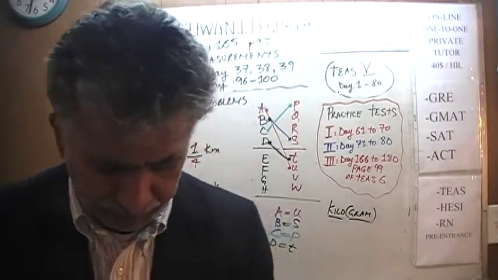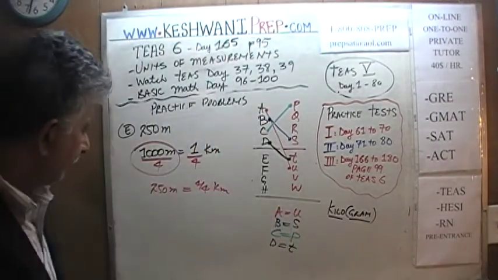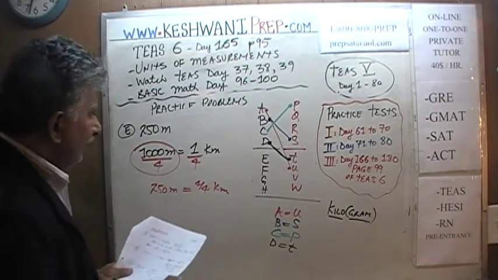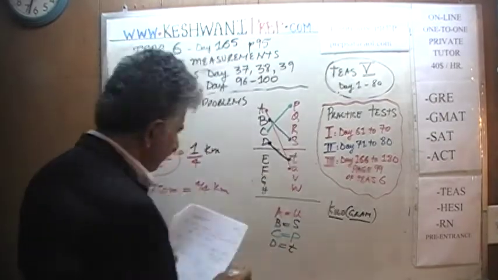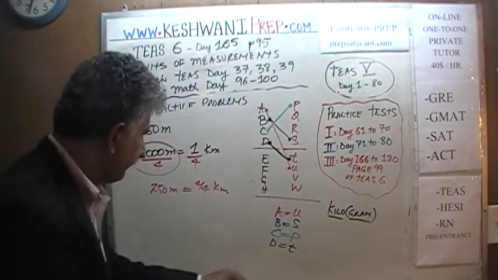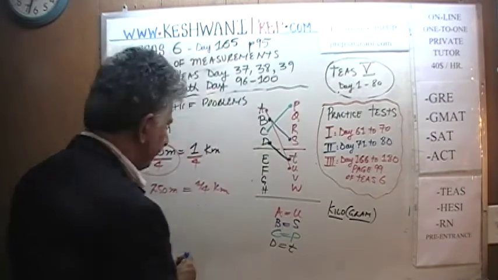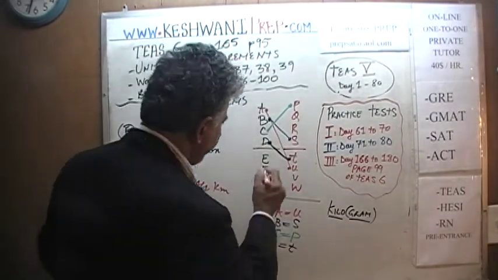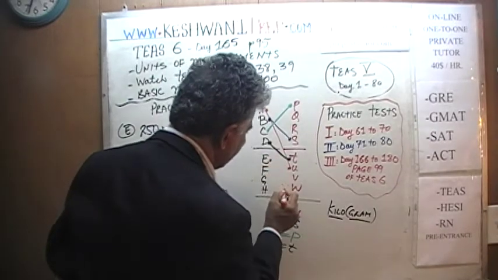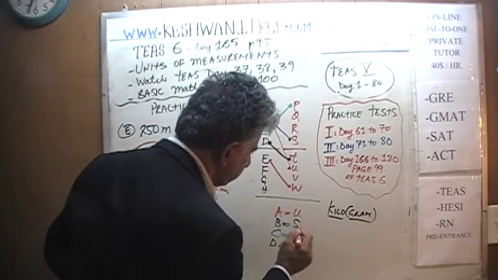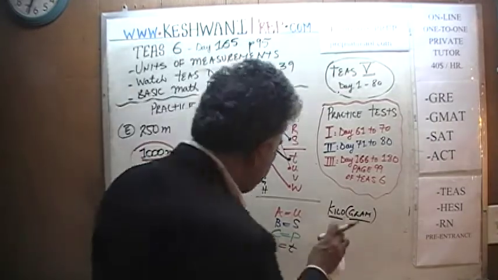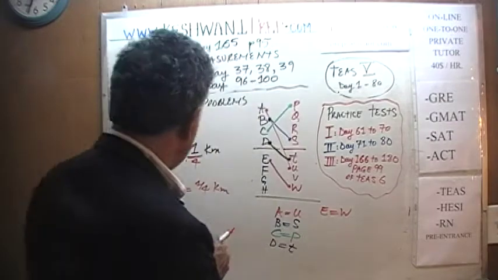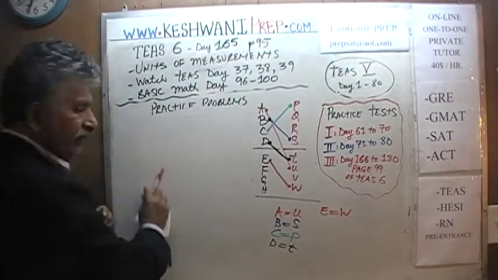That's the very last entry, W. So E equals W. Let me change the color one more time. E equals W. Let's put it here. E equals W. Okay. Five down, three to go.